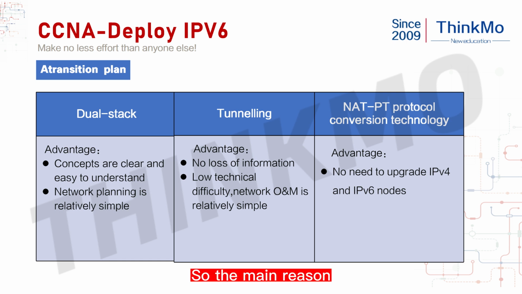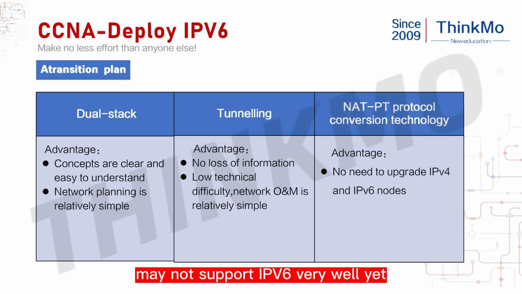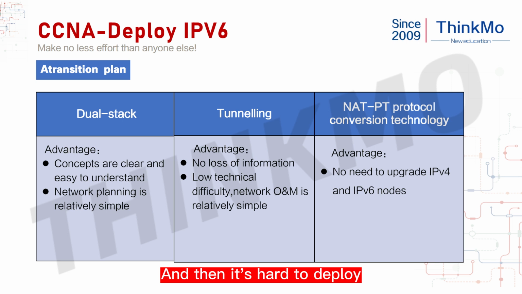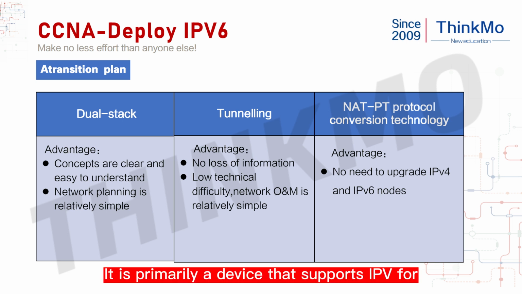So what is the main reason? IPv4 prevailed for a long time. A lot of equipment today supports only IPv4 and may not support IPv6 very well yet. In addition, the IPv6 address is long and difficult to remember, and it's hard to deploy. A lot of devices from carriers primarily support IPv4.